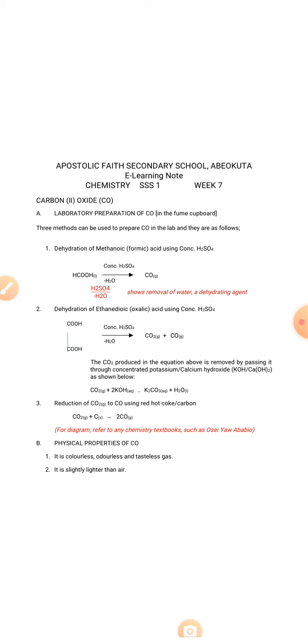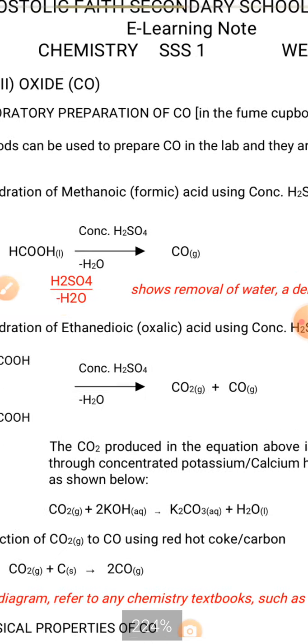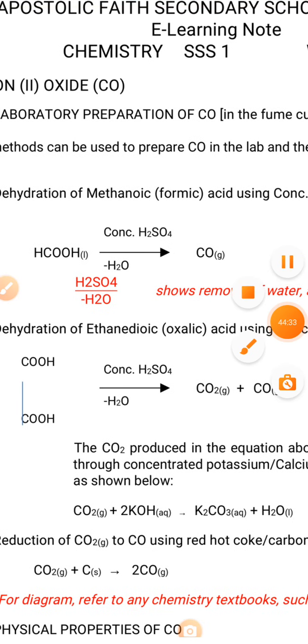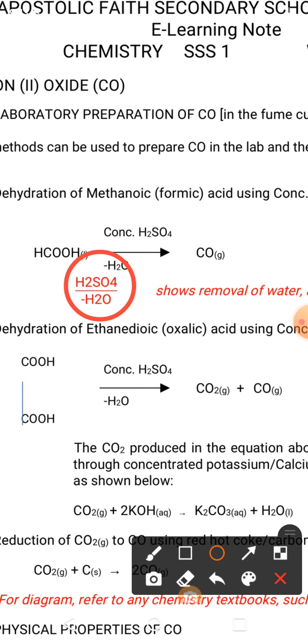Number one is dehydration of methanoic or formic acid. Dehydration of formic or methanoic acid using concentrated H2SO4. Now, I told you that dehydration is the removal of water. Removal of water is called dehydration. If you look at this now, dehydration, removal of water. H2SO4 removes water. That's why I put minus in front of H2O. So that minus is representing removal.